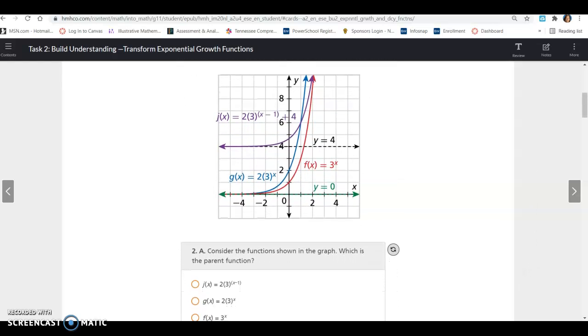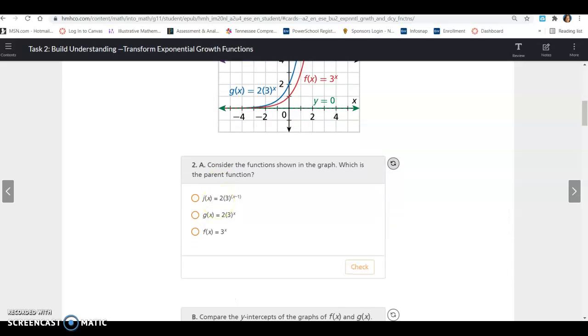All right, so three different functions here to look at. We've got f of x equals 3 to the x. We're going to use this as our parent function. And you can see g of x equals 2 times 3 to the x power. And then j of x equals 2 times 3 raised to the x minus 1 power plus 4. So this would be your a, this would be your h and k.